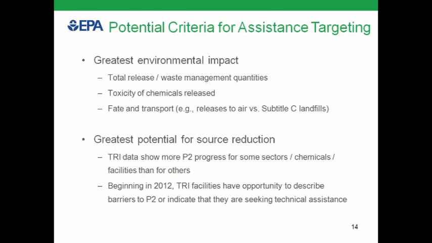And then the second type of thing where TRI could be relevant is where might there be the greatest potential for source reduction. So TRI, we think, can be helpful in this way because TRI data will show more P2 progress for some chemicals or sectors or facilities than for others. That can, of course, go both ways. If there's progress being made for some facilities in a sector, that means that there might be more potential for others to do likewise. While on the other hand, if there are areas where not a lot of progress is being made, that might be more difficult, but maybe it's also an area where there's more need for technical assistance.